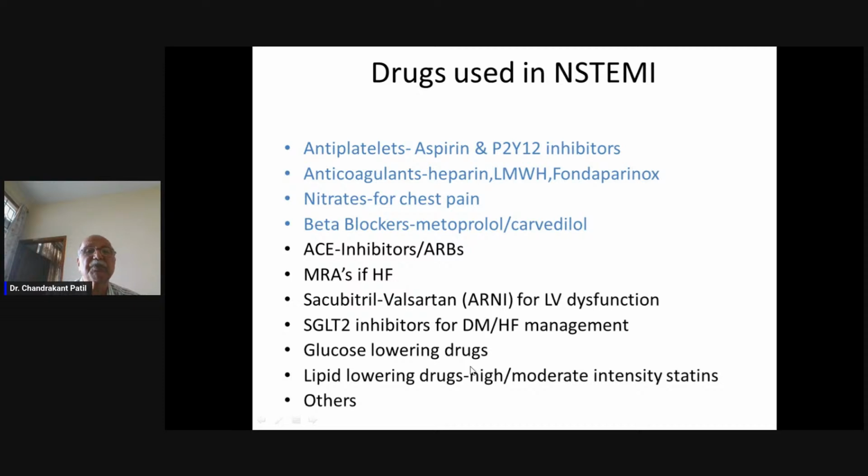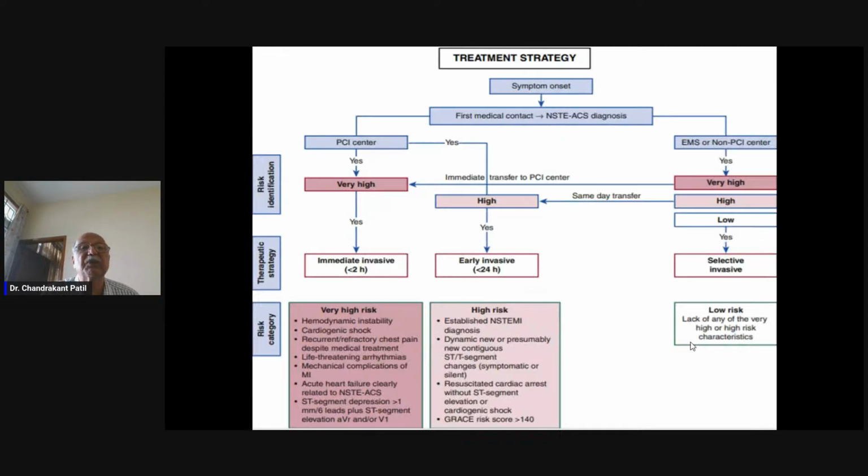Beta blockers like metoprolol and carvedilol are equally important. ACE inhibitors and ARBs are also equally important. And sacubitril valsartan, if there is LV dysfunction, may be able to help. SGLT2 inhibitors for diabetes or heart failure management definitely help. For lipid lowering, high or moderate intensity statins have to be used. What is high or moderate intensity? Rosuvastatin 20 to 40 milligram and atorvastatin 40 to 80 milligram have to be used, sometimes in combination with ezetimibe also.